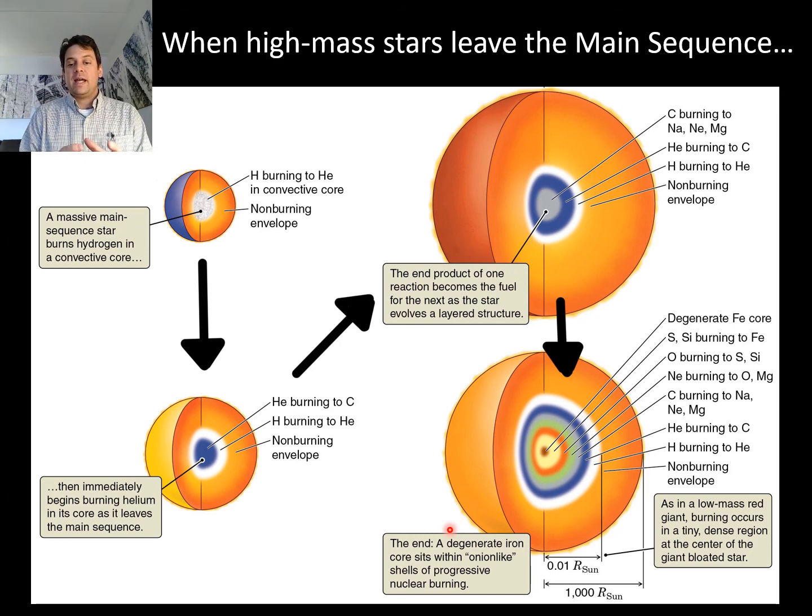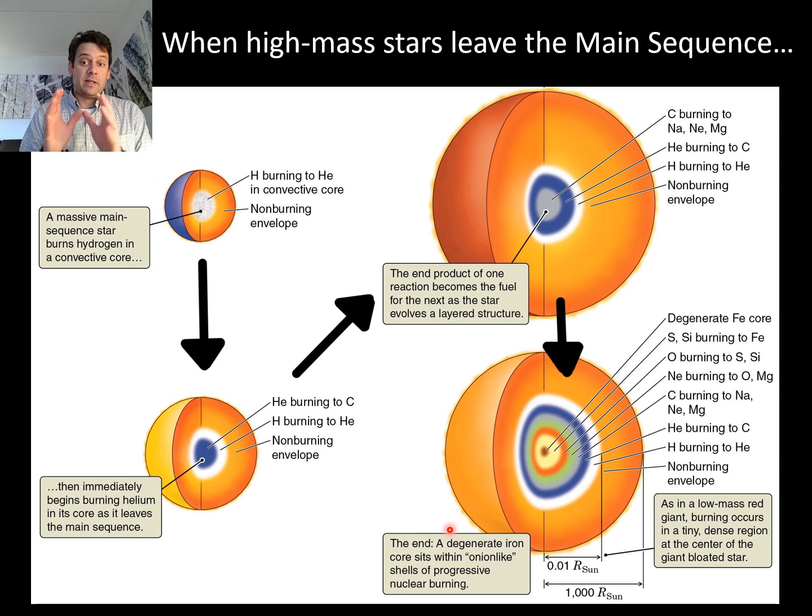The core has a radius about 1/100,000th of the entire star. So the vast majority of the volume of this star is the non-burning envelope. It's just a hot hydrogen plasma that's sitting around. But there's a lot of interesting stuff happening in this small core. And so a lot of layers, a lot more layers than ever occurred in low mass stars.